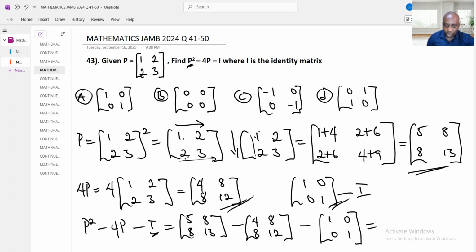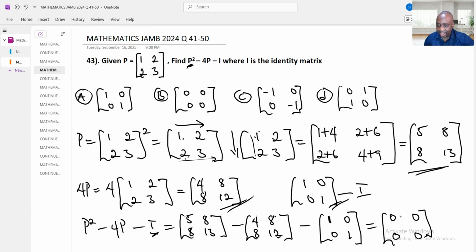5 minus 4 is going to give me 1. 1 minus 1 here is going to give me 0. The next one, 8 minus 8 is 0. 0 minus 0 is still 0. Now I want to jump to the second column. 8 minus 8 here is 0. 0 minus 0 is 0. 13 minus 12 here is 1. 1 minus 1 is 0.